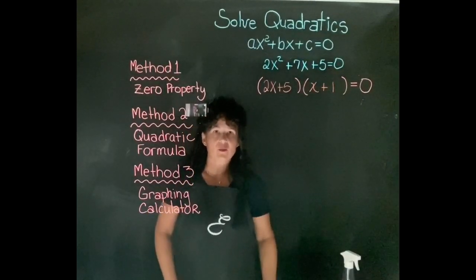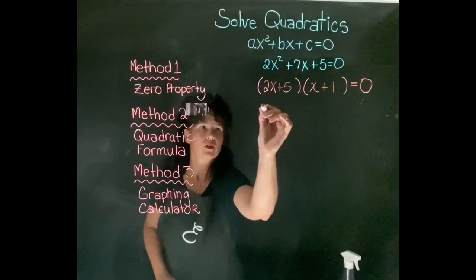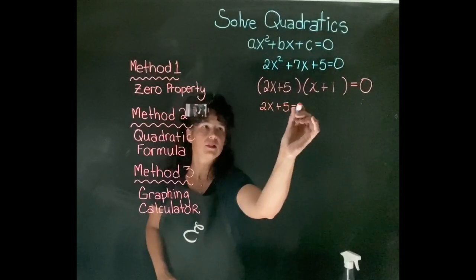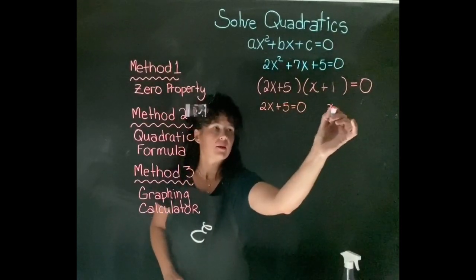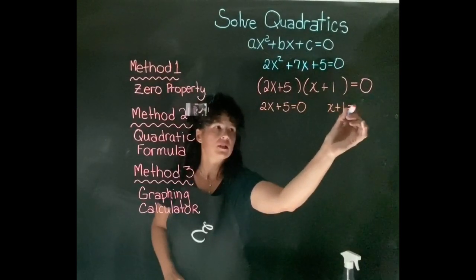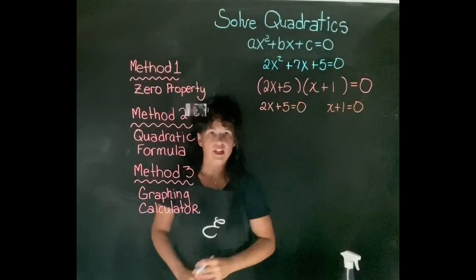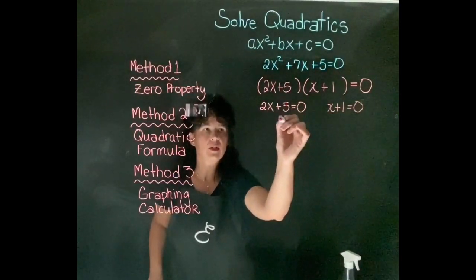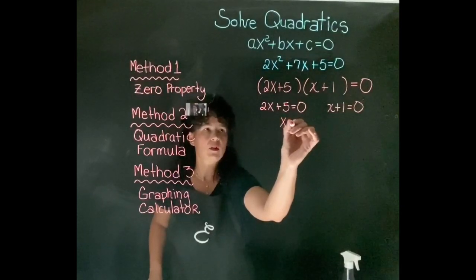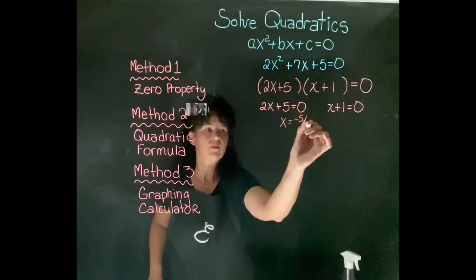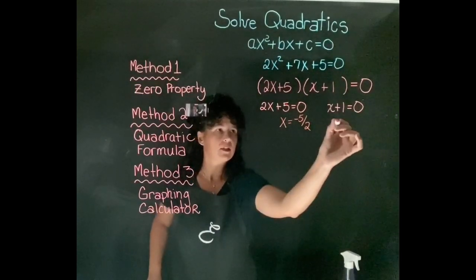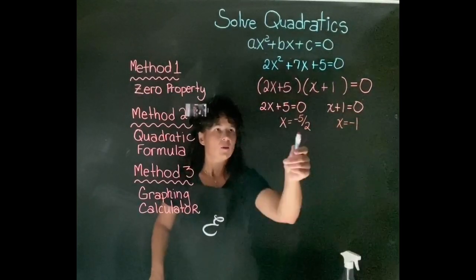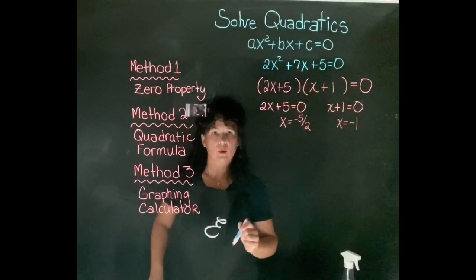Once you have this factored, you then set each piece equal to 0. So in this case, 2x plus 5 equals 0, and x plus 1 equals 0. Then we'll solve each mini equation. Here we'll want to subtract 5, divide by 2, and x is going to equal negative 5 over 2. And here we'll subtract 1, so x is going to equal negative 1. Both of these solutions make the original equation true.